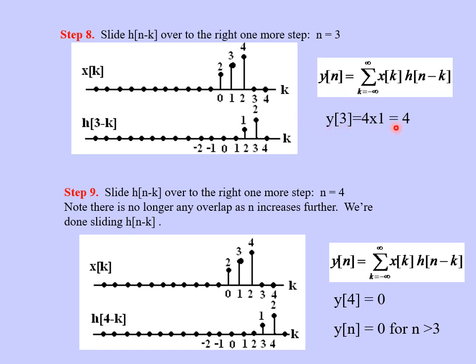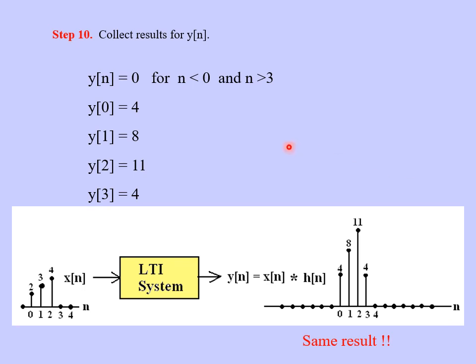So y of 3 is 4, and now if we keep moving h of n minus k farther to the right, notice it doesn't overlap x of k anymore. So we're going to get 0 for n equal 4, n equal 5, n equal 6. It doesn't matter how far we shift this, it's always going to end up being a 0. So finally, we can collect all our results, which are shown here, and we can plot them, and of course, we'll get the same result as we did before.